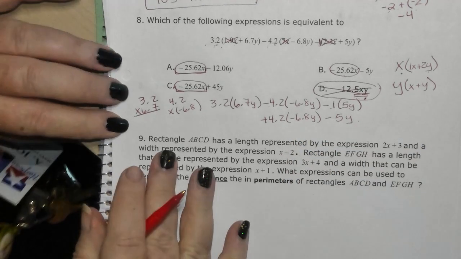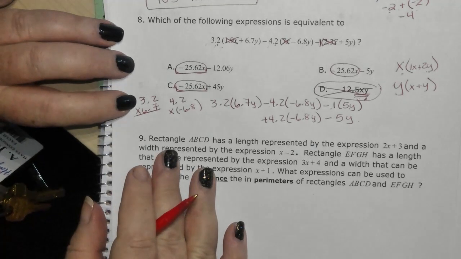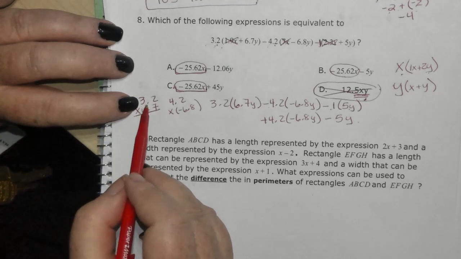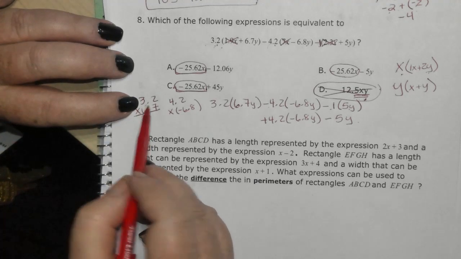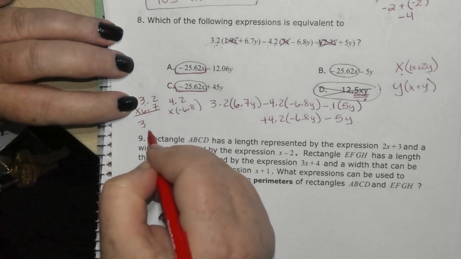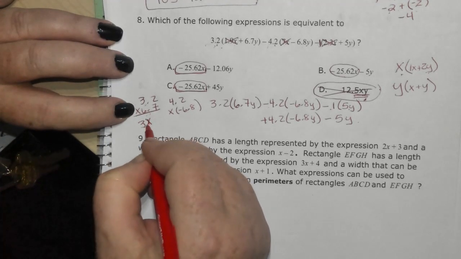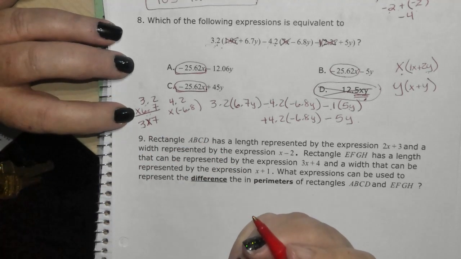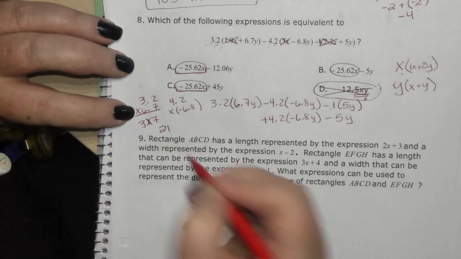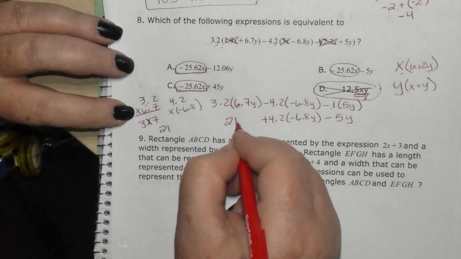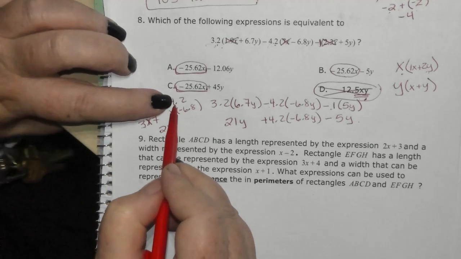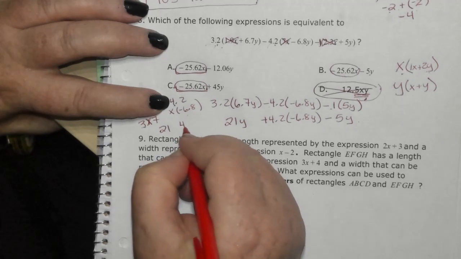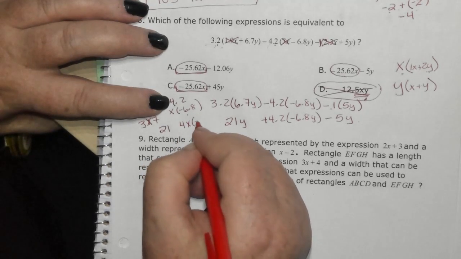All right, let's see if we can figure it out. 3.2 and 6.7. I'm going to make 3.2 into a 3, and I'm going to make 6.7 into a 7. Miss Jones, why are you doing that? Because I don't have a calculator out right now. 7 times 3 is 21, so that's a positive 21. 4.2 times negative 6.8. I'm going to leave the 4.2 as a 4, and make negative 6.8 into a negative 7.